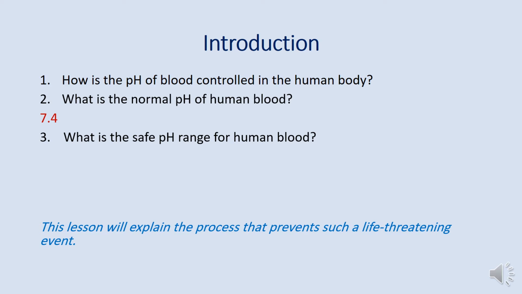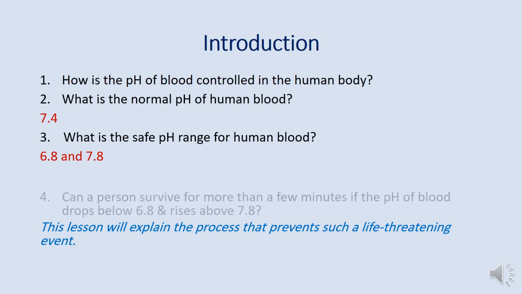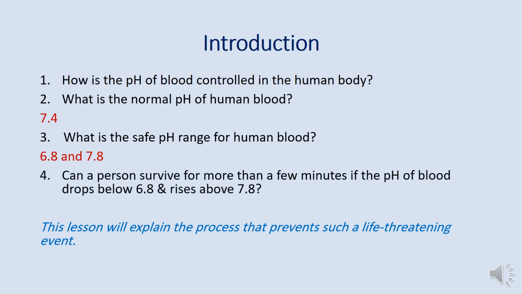The third question: what is the safe pH range for human blood? It is between 6.8 and 7.8. The last question: can a person survive for more than a few minutes if the pH of the blood drops below 6.8 or rises above 7.8? The answer is no. So, this lesson will explain the process that prevents such a life-threatening event.